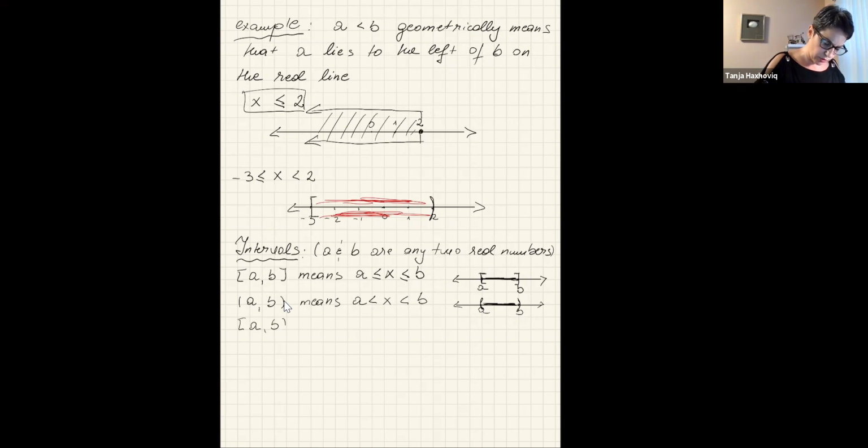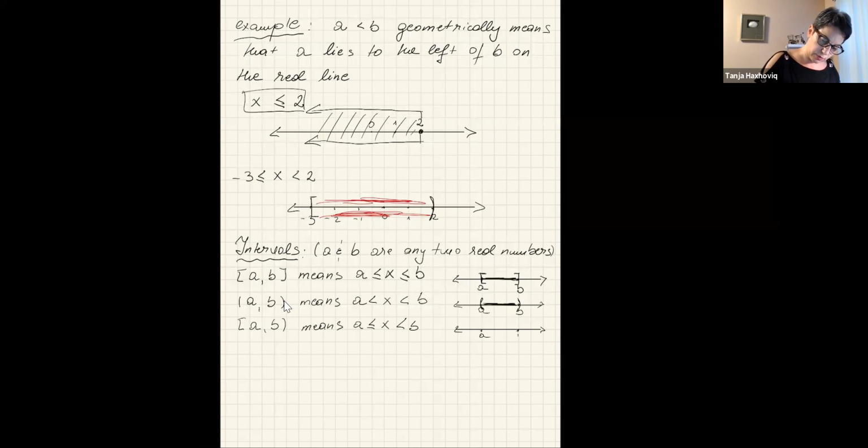Okay, so half open or half closed interval A, B means all real numbers that are greater than or equal to A, but strictly less than B. So it means all numbers X that are greater than or equal to A, but less than B. Again, graphically, this means the following.